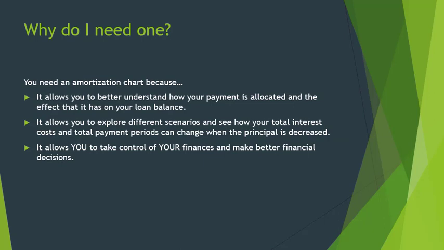An amortization chart helps us here. It allows you to better understand how your payment is allocated between interest and principal. It also allows you to play around with different scenarios, seeing how paying extra on a loan might change that breakdown and save you total interest expense in the long run. Ultimately, it allows you to take control of your finances and make better financial decisions, which is what we all want to do. So let's look at how amortization charts work.